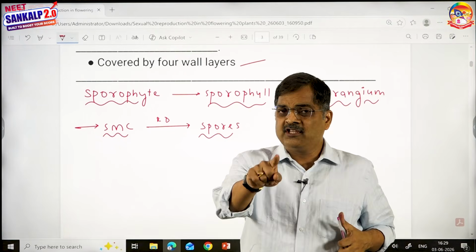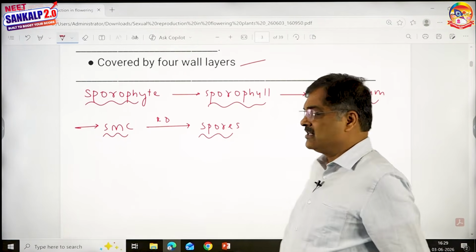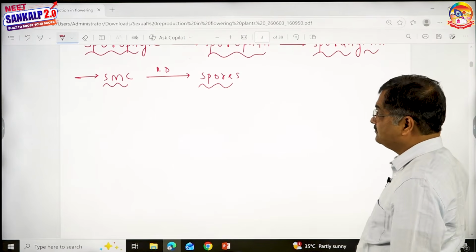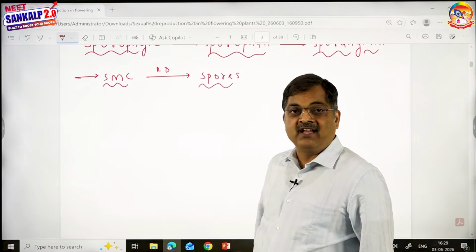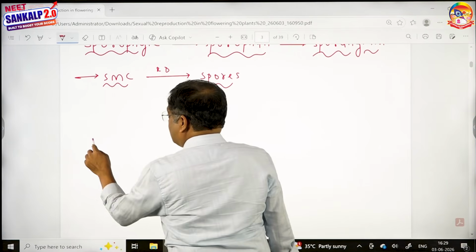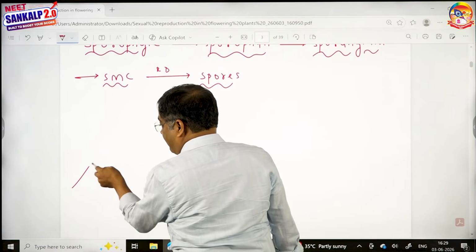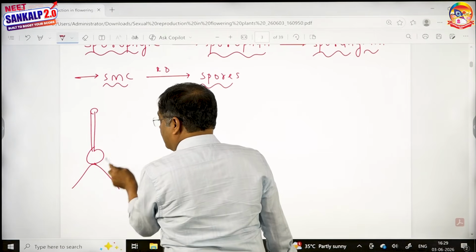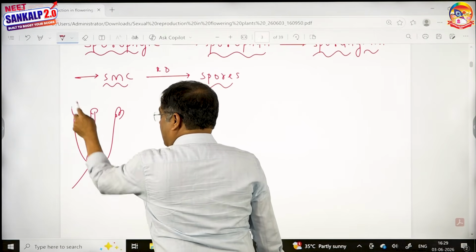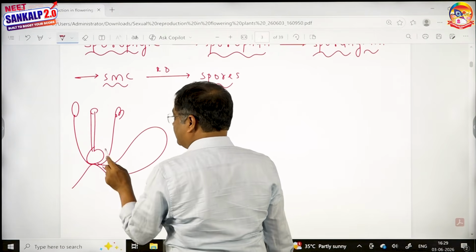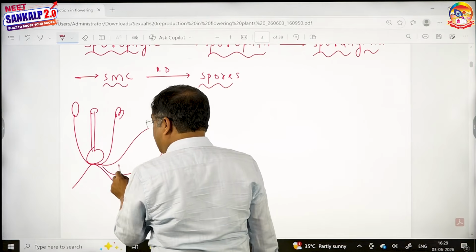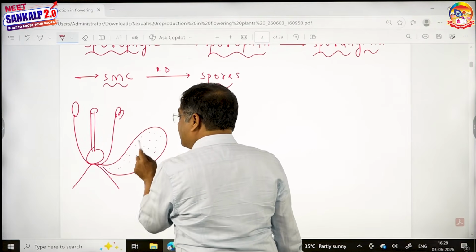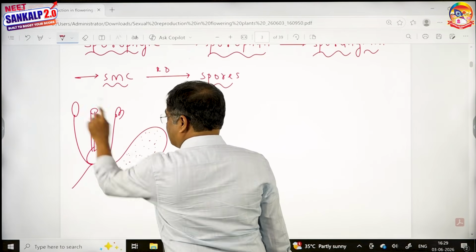Now we put this table even for angiosperms. Let us see, all right, whether we can do it for angiosperms also. The first one we have is sporophyte. Now what does the sporophyte contain? Root, stem, leaves, and flowers. That is the sporophyte.